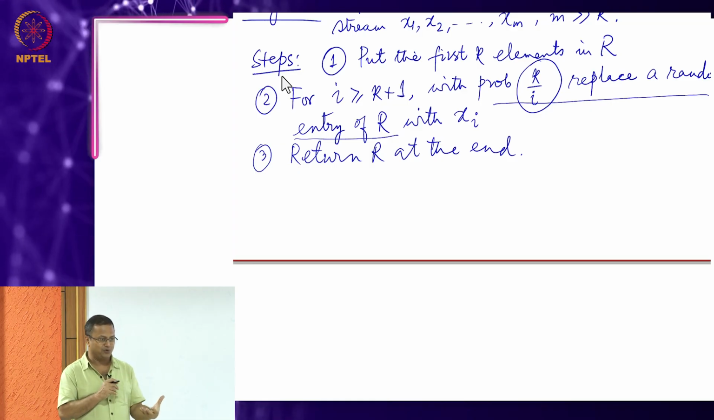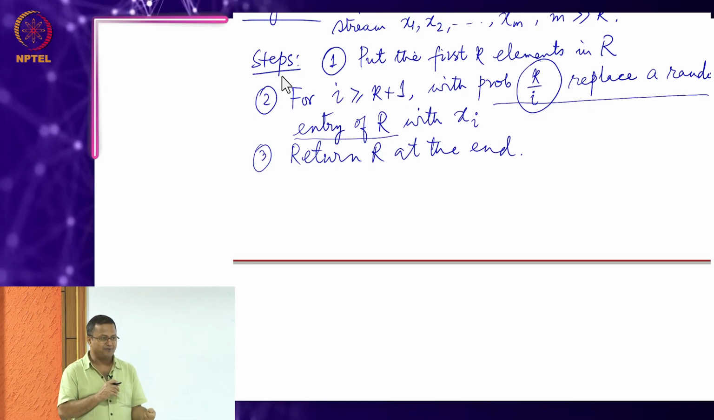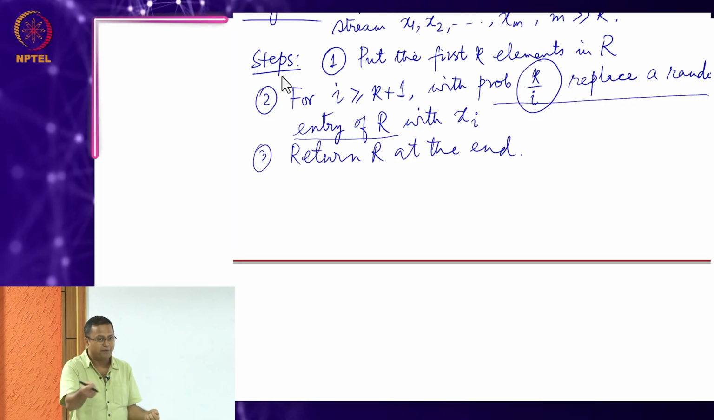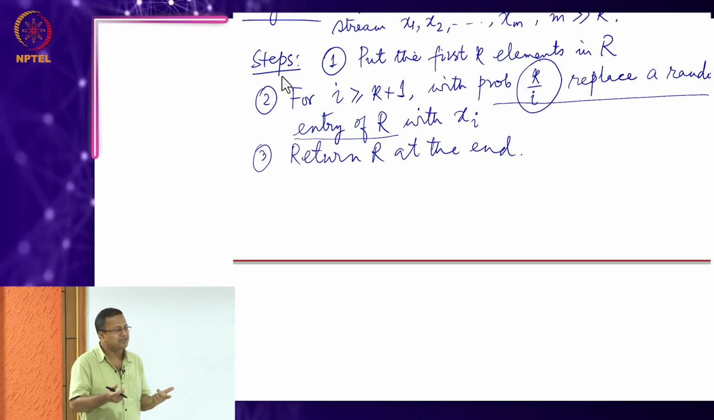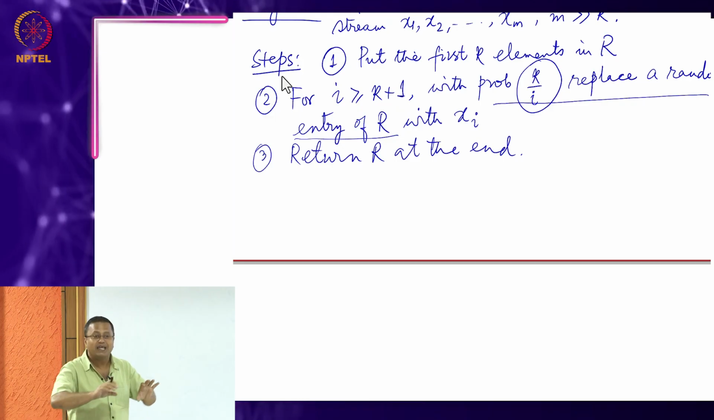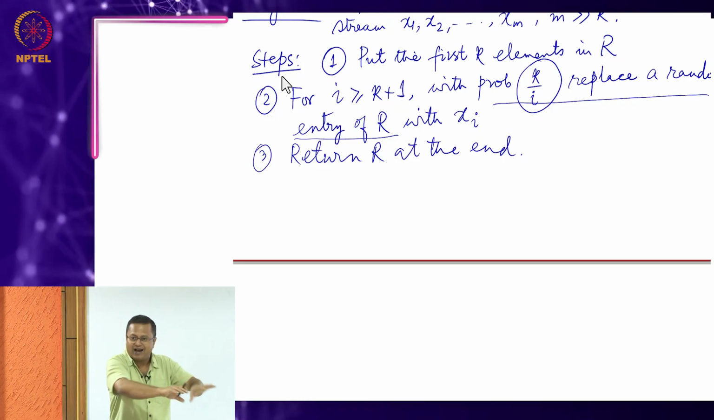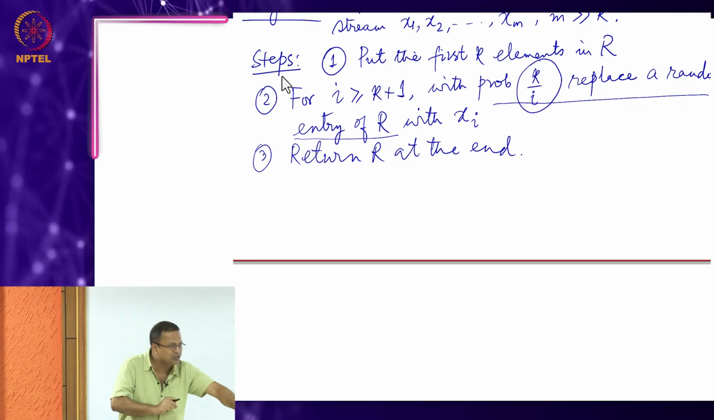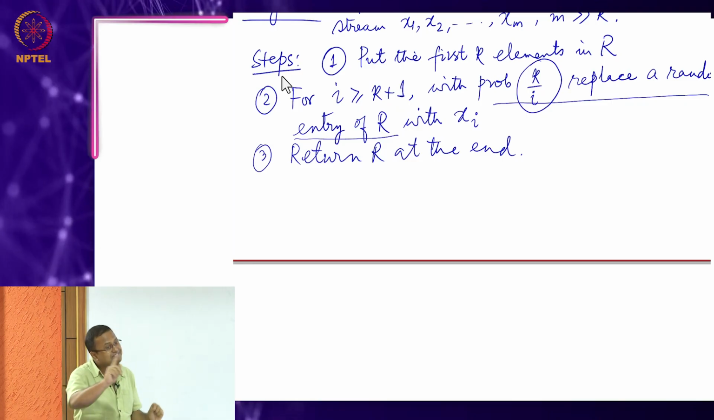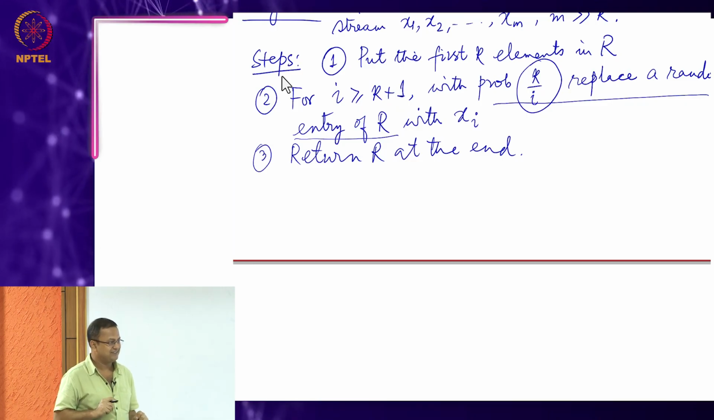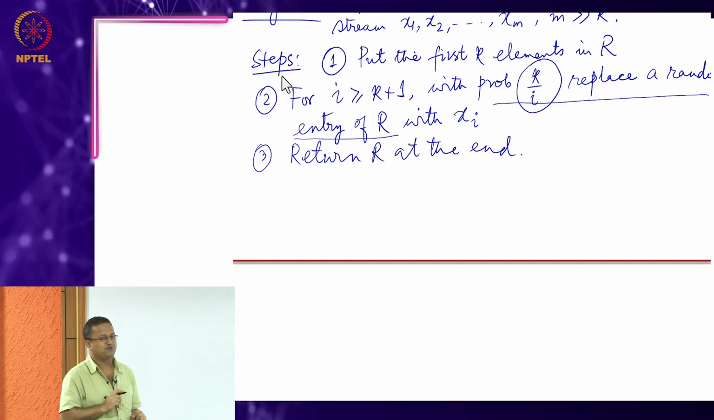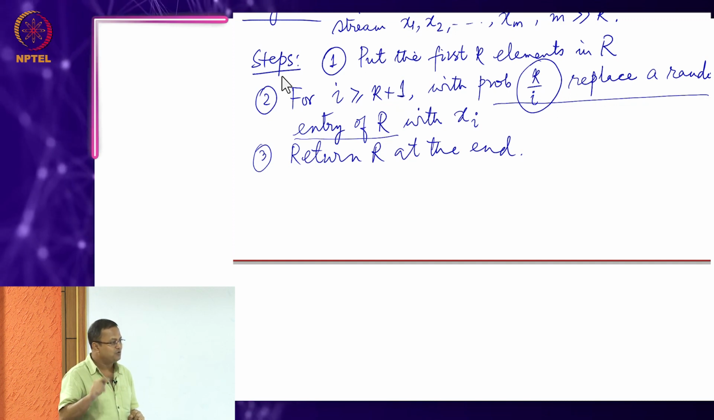So, think of a subroutine that given this element xi and the probability k by i takes a decision whether, see, finally what is happening is deterministic, either this element is going into the reservoir or not, but the decision in itself is probabilistic. Think this over. How do you write a program to implement this?